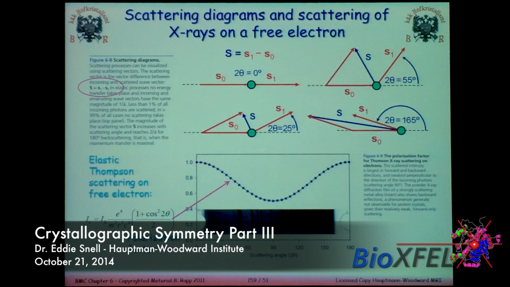I think I'm actually going to stop here, and then we'll get onto this point about scattering vectors in the next one on Friday.